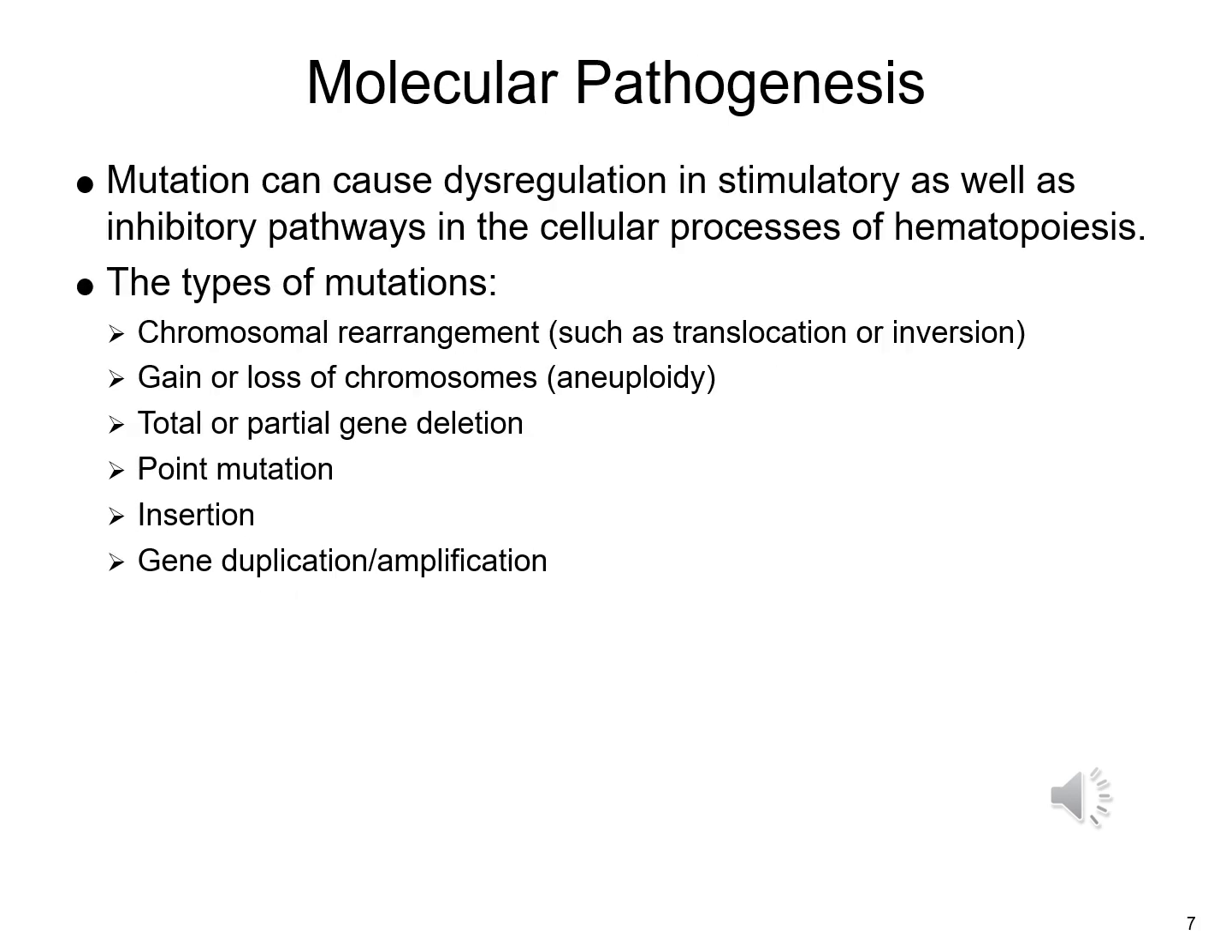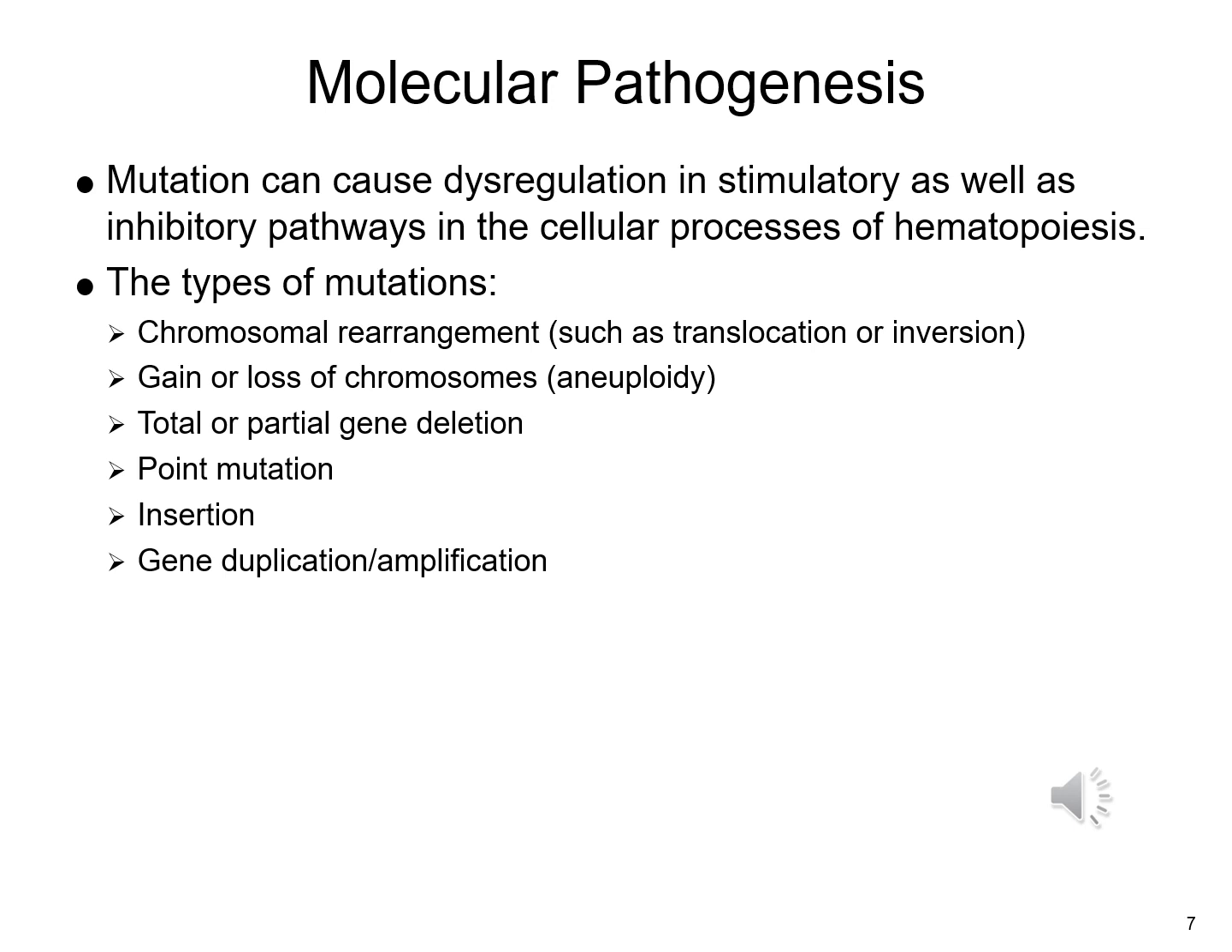Cellular processes involved in hematopoiesis and its regulation are highly complex, and the mutations can cause any sort of dysregulation in the stimulatory as well as the inhibitory pathways.